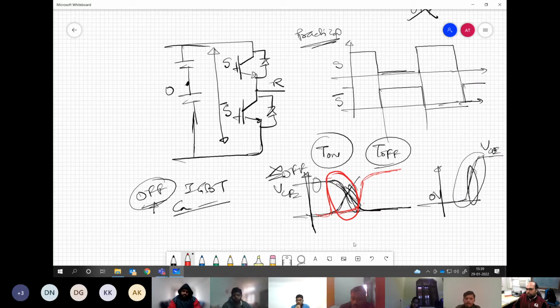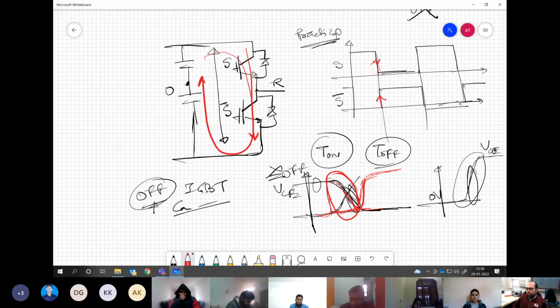You understand my point? You have given this signal at the same point. Whenever one device is turning off, you have given the other as turning on. So turn off may take time, and the current may still not have come down to 0. So what will happen at that time? There may be a shoot through the DC bus. Both the devices are on together, so there may be a short circuit across the DC bus voltage itself, which is dangerous.